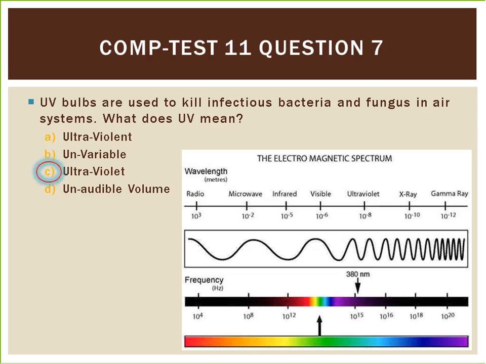C is the correct answer because ultraviolet is light with electromagnetic radiation with a wavelength shorter than that of visible light, but longer than X-rays. A is incorrect because ultraviolet means beyond violet. B is incorrect because unvariable means invariable. D is incorrect because unaudible volume is low volume.